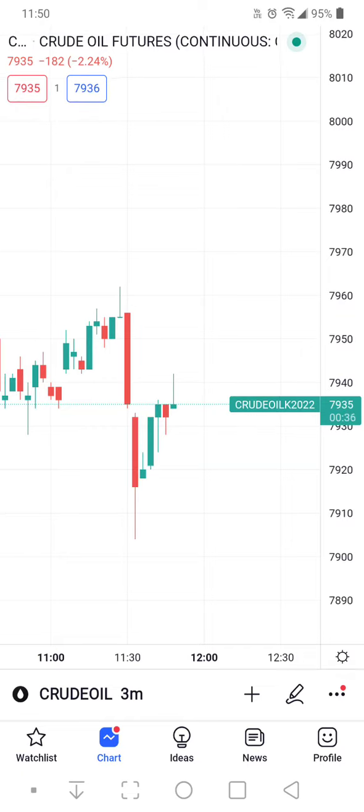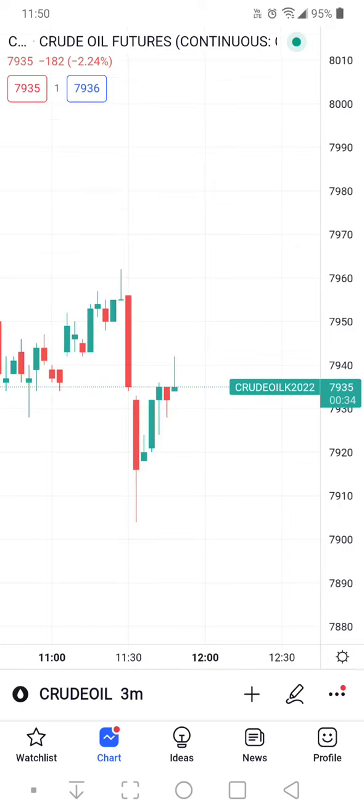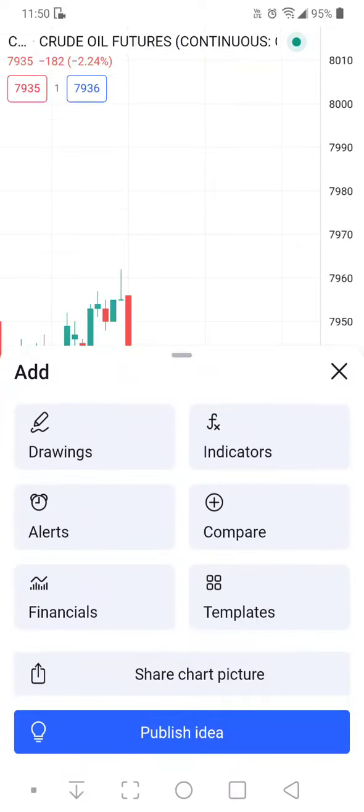So what you have to do, please click on the plus symbol which is available at the bottom side. See here, there is a plus symbol. Click on this, then select the indicator. See, it is written here FX.